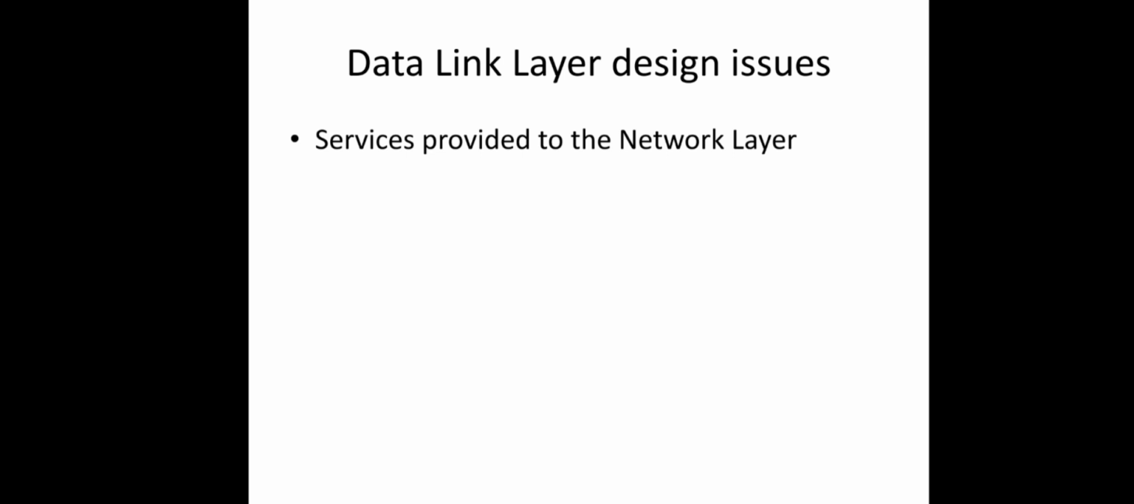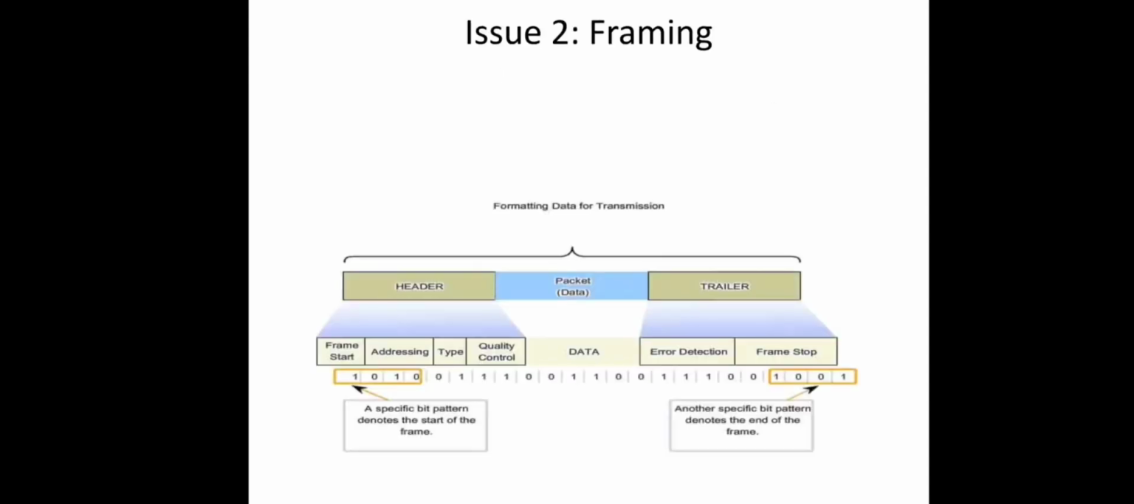Those were the first issue, and the second issue was framing. So we will see the remaining issues of data link layer design in this session, starting from framing, then error control and flow control. Let us see one by one.